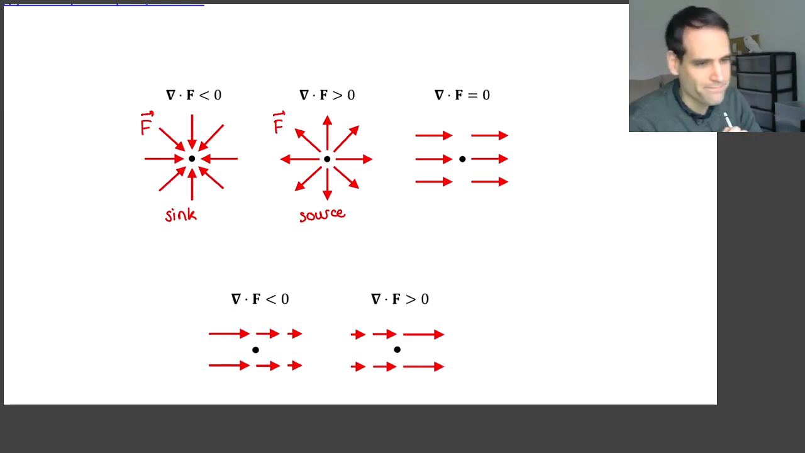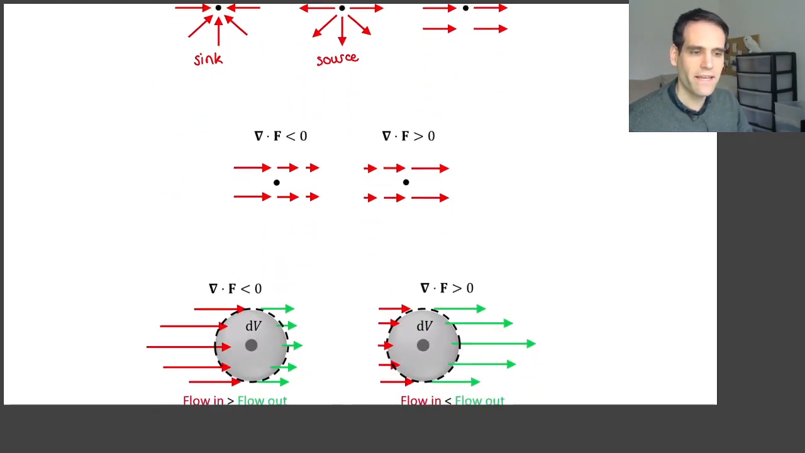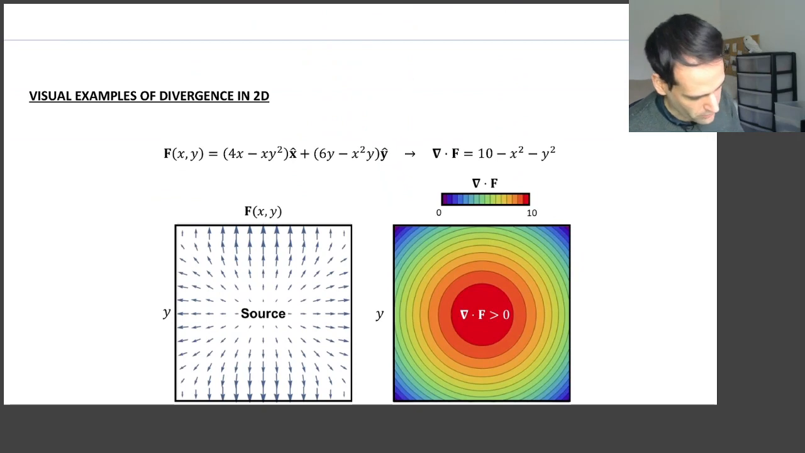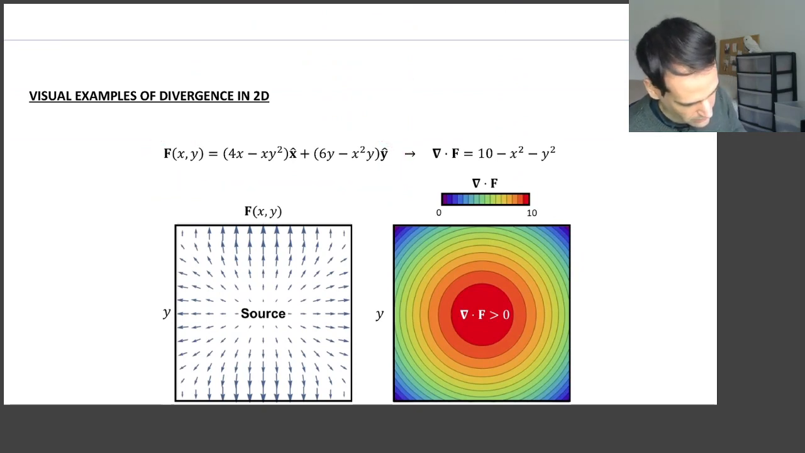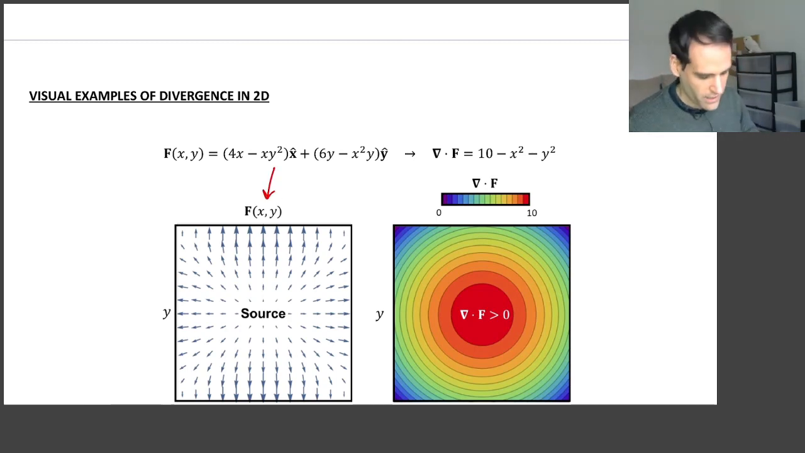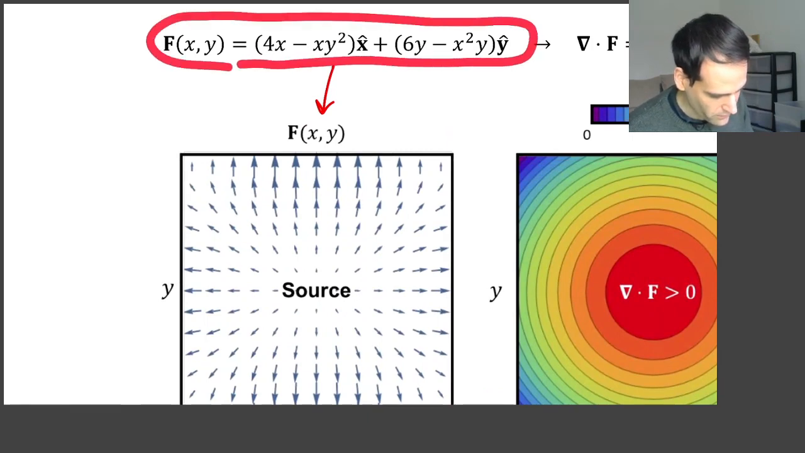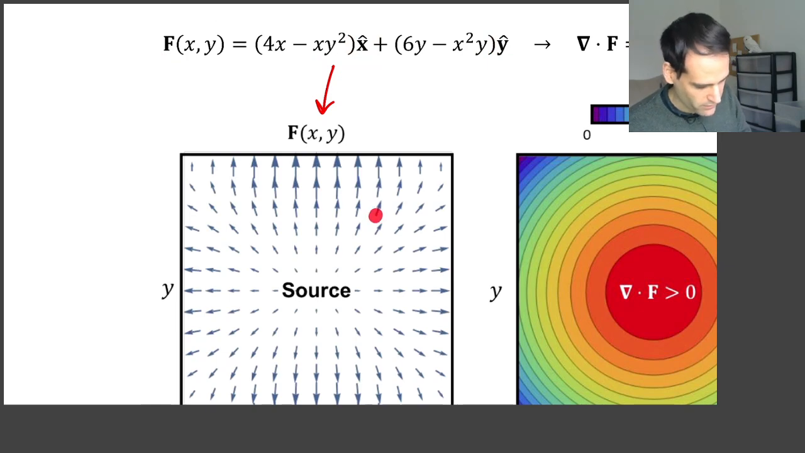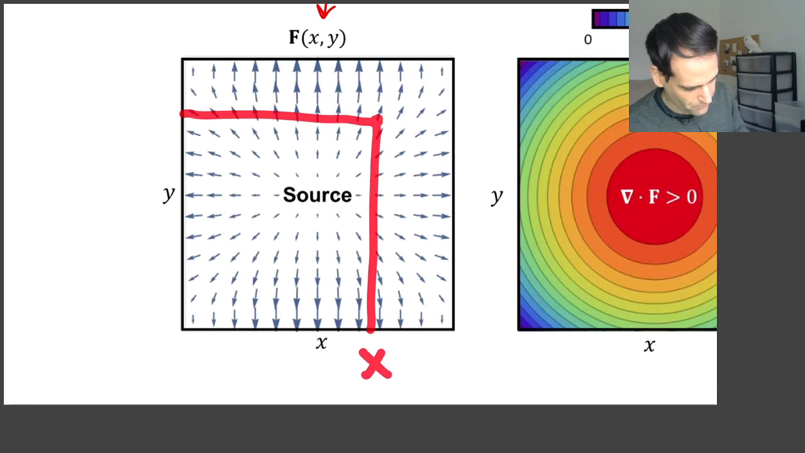So let's see some actual figures showing examples of the divergence. Here I'm starting with my starting point F, and I'm plotting it here. So this is a vector field. This is the input. If you plot this equation, and this is a vector field because you have x hat and y hat, which means that at every point in space you can find the value of x and y. So x and y has a certain value.